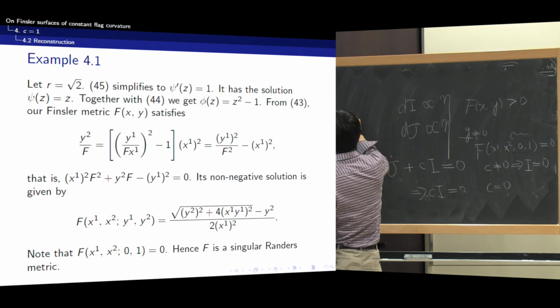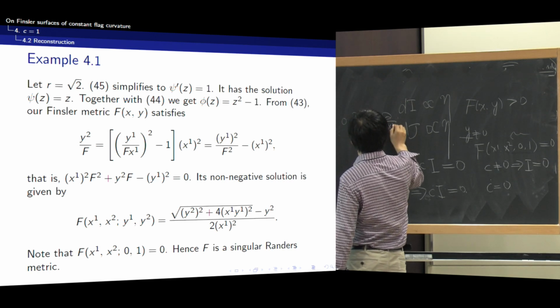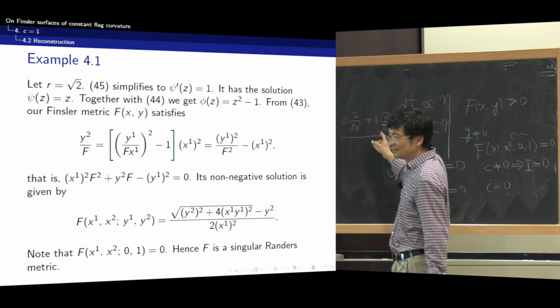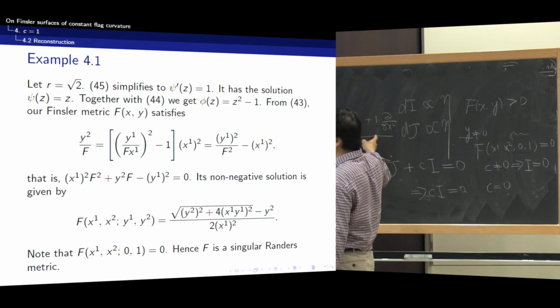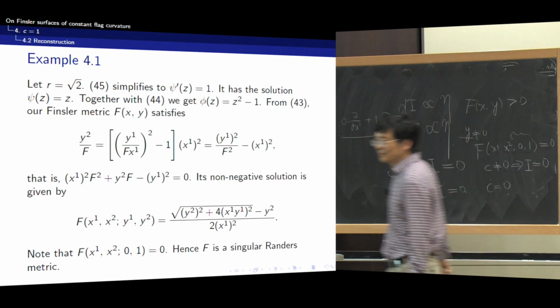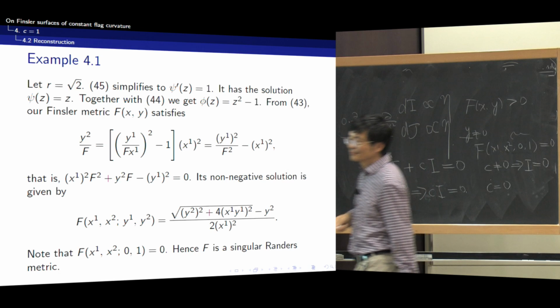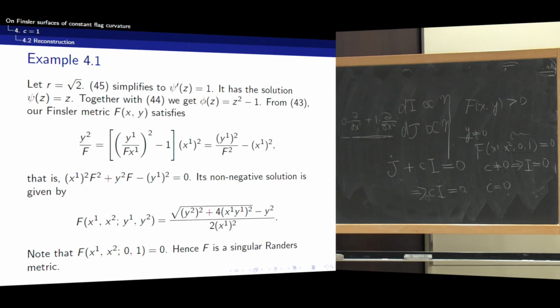this direction is 0·dx1 + 1·dx2. In this direction, F is equal to 0. So this is singular in this direction. So we discussed the generalized Finsler surface.